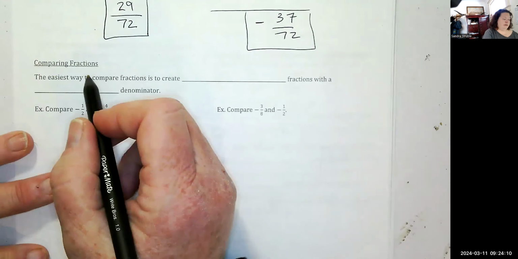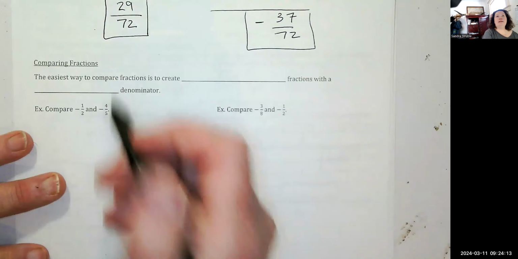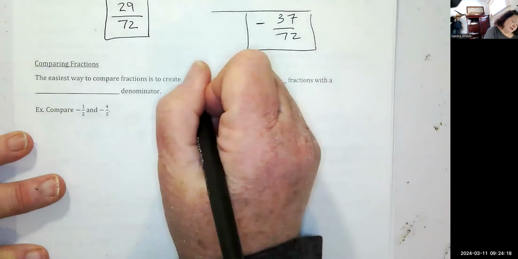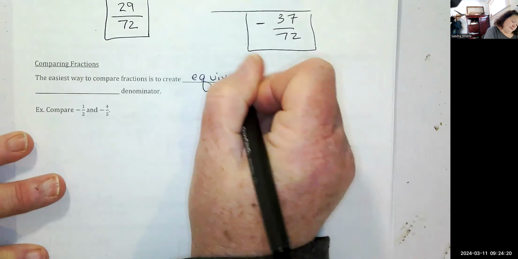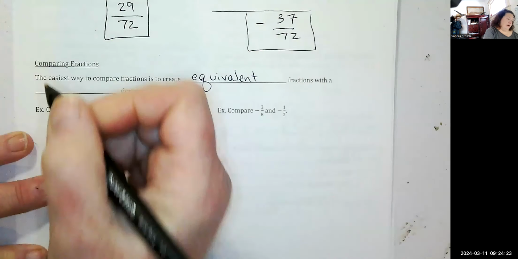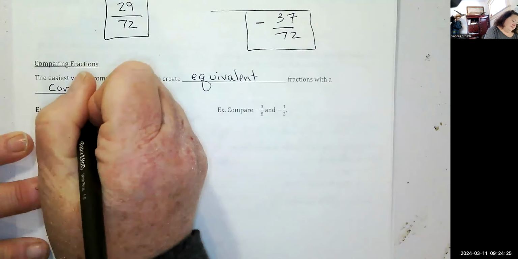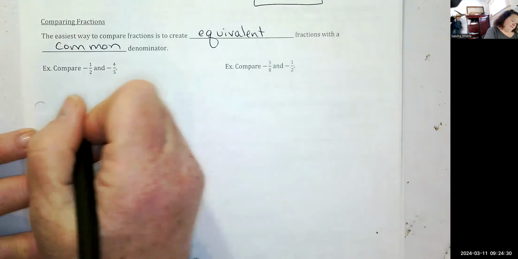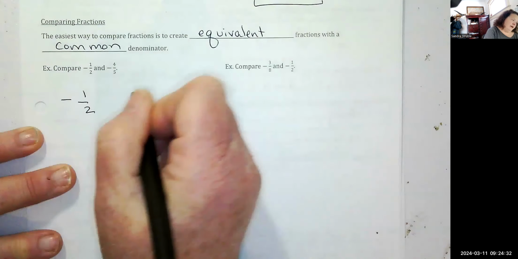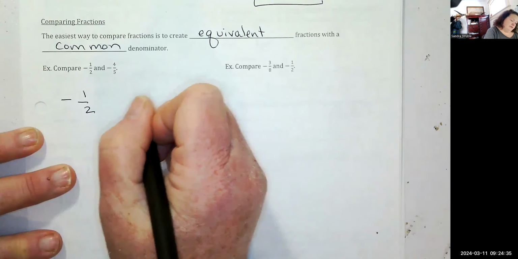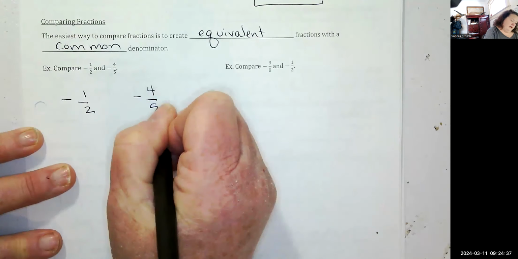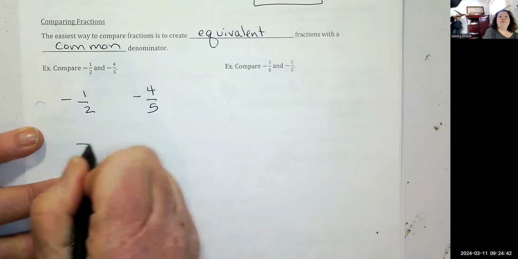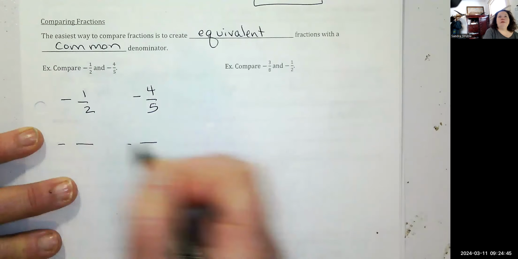Comparing fractions. All right, this is the last piece for this lesson. The easiest way to compare fractions is to create equivalent fractions with a common denominator. By far the easiest way. So if we have negative 1/2 and we have negative 4/5, and I want them to have a common denominator, we have to find out what that would be. They're both going to be negatives.